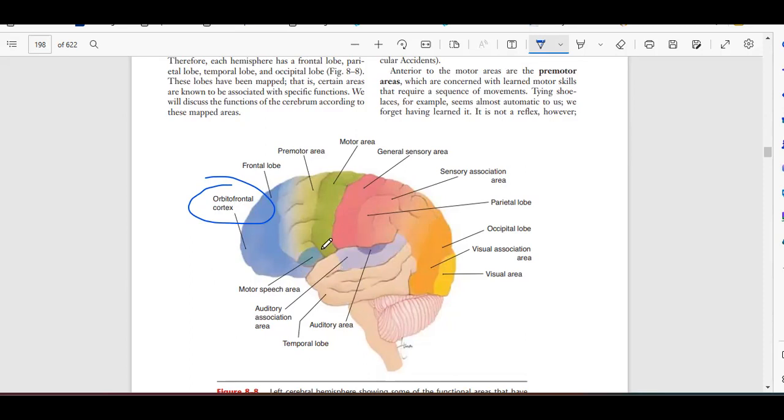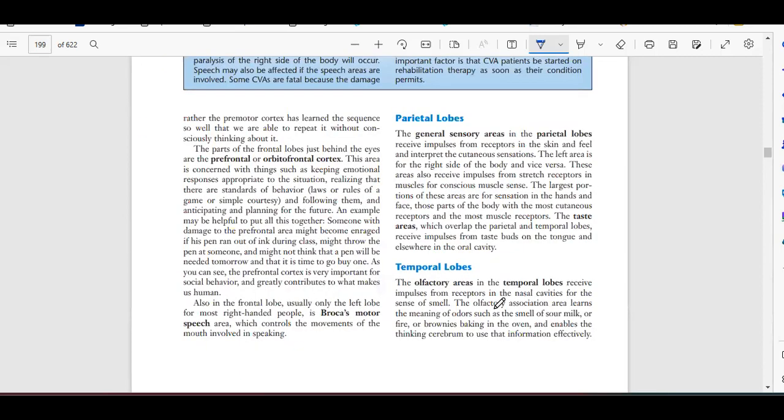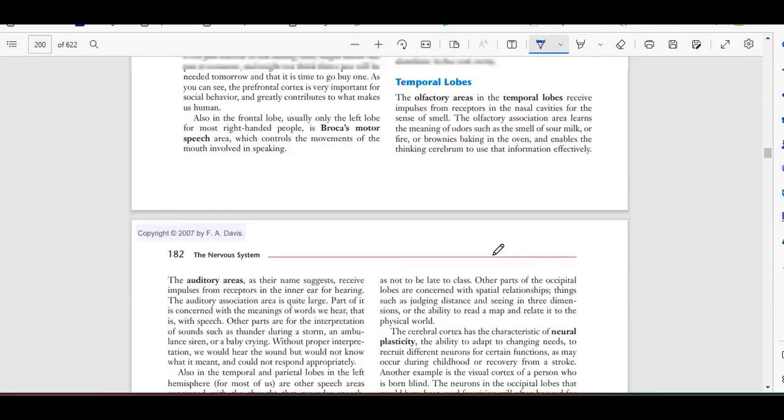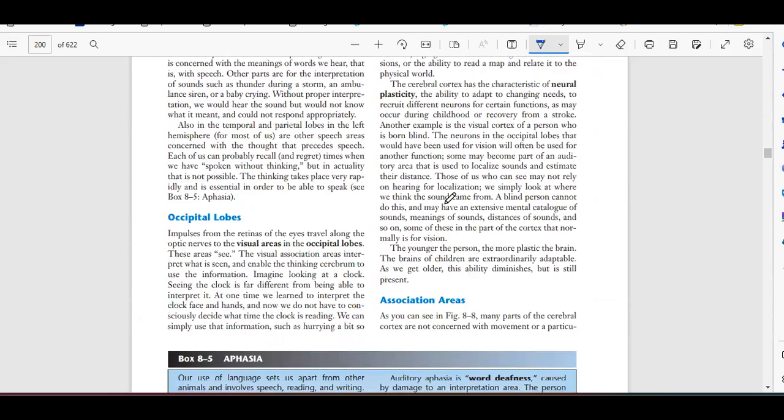Next we have the parietal lobe. Mainly the parietal lobe has sensory receptors, mostly the taste areas. Whatever sense you are getting on the skin will reach the brain, to the parietal lobes. Next we have the temporal lobe and occipital lobe.